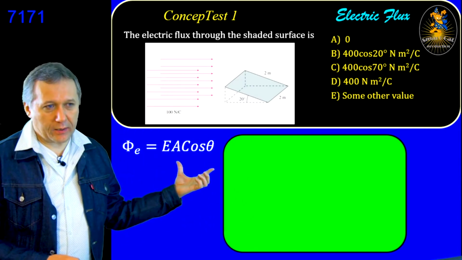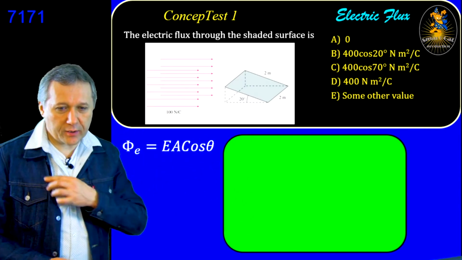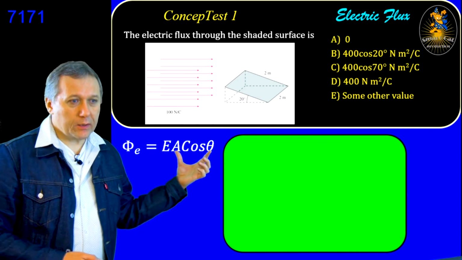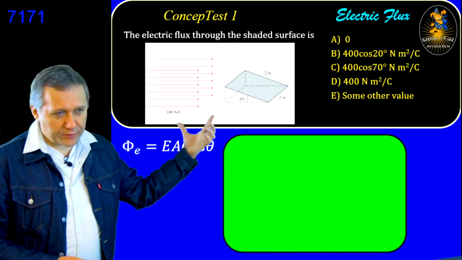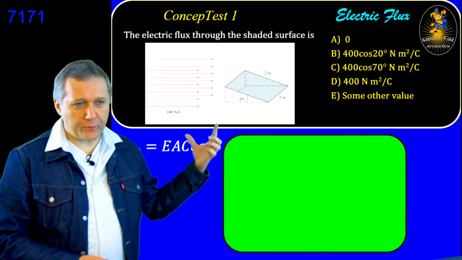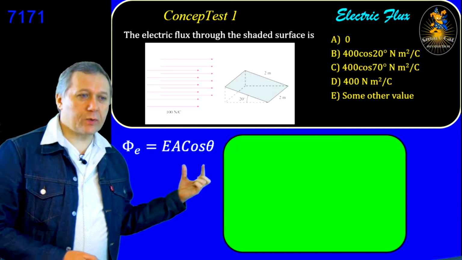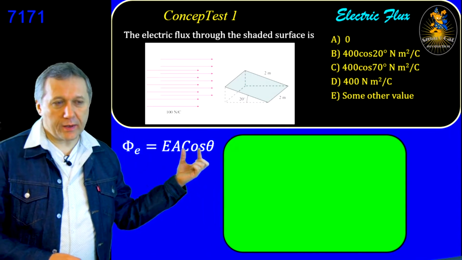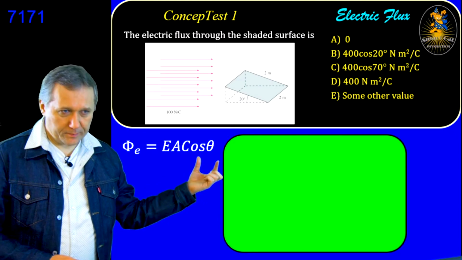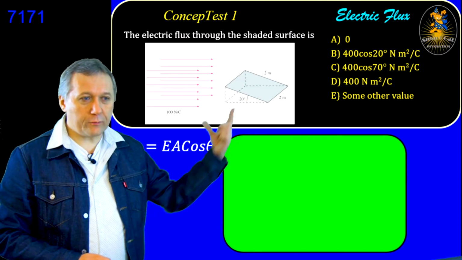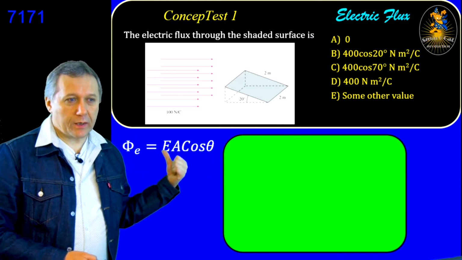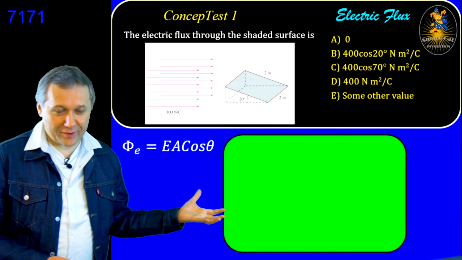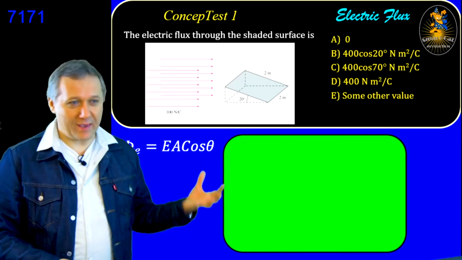E dot A. So E A cosine of the angle between these two vectors, right? And so electric field strength you can see. Area also, four square meters. The question is which angle we should use, right? Okay, so now, of course, we need to show on the picture the electric field vector and the area vector in order to see the correct angle, right?